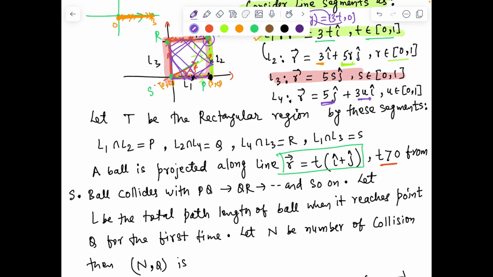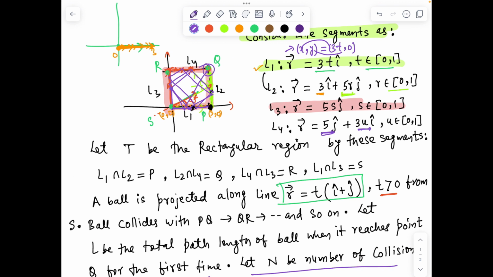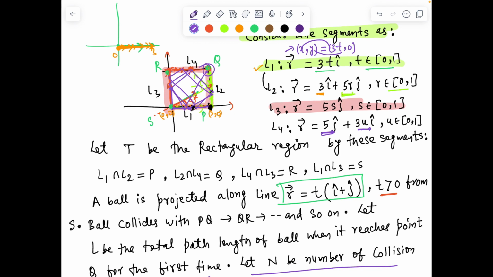Let L be the total path length of the ball when it reaches point Q for the first time, and let N be the number of collisions. Then we have to find the ordered pair (N, L). You see, the major part of the problem was to understand the problem first and decode these lines, which was not very tough, because once you have these vector equations, it's quite easy to decode this.